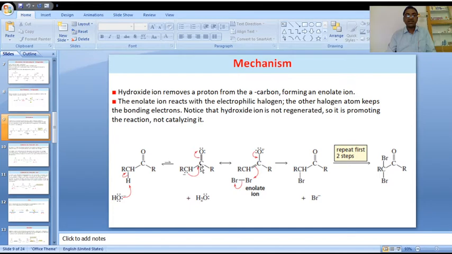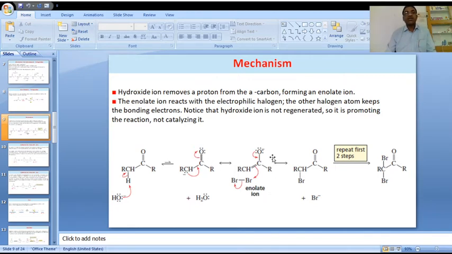And the C=O pi bond breaks. This oxygen atom becomes negative. This compound is called the enolate ion.